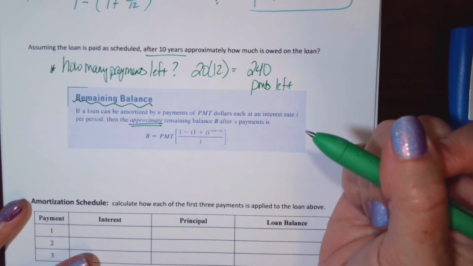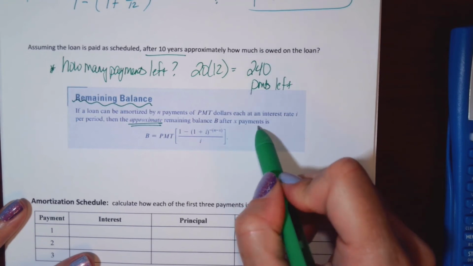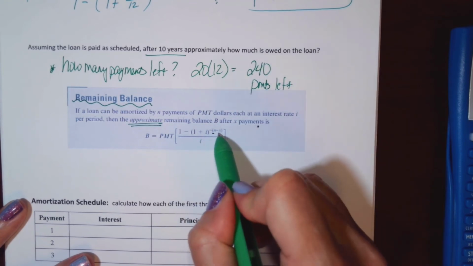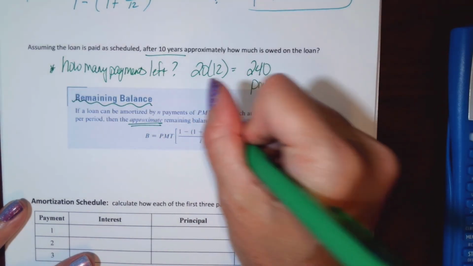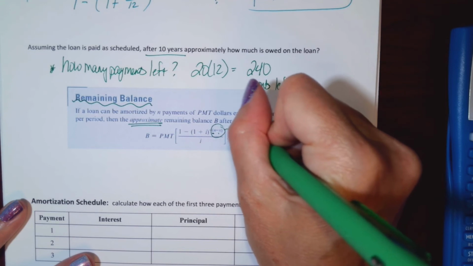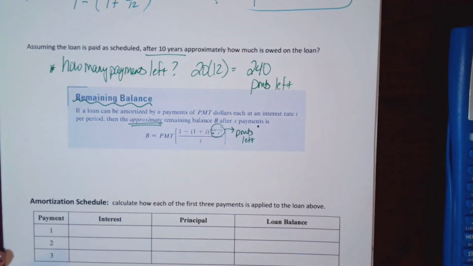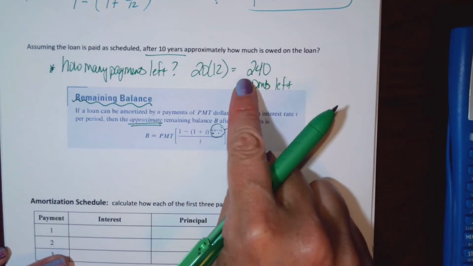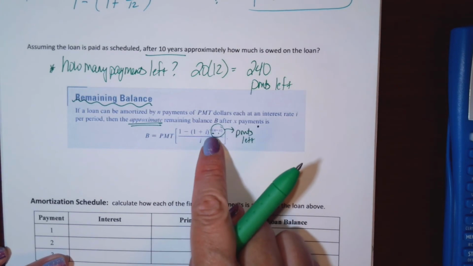So after X payments, X is the number of payments that we have made. That means N minus X is the number of payments left. That's my number of payments left. So I have 240 payments left. That's still a negative exponent.